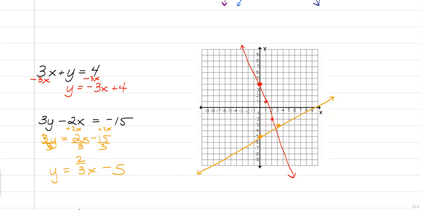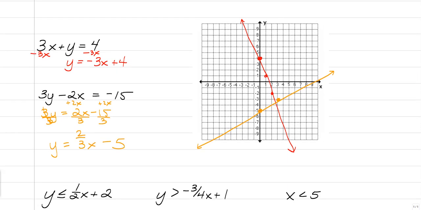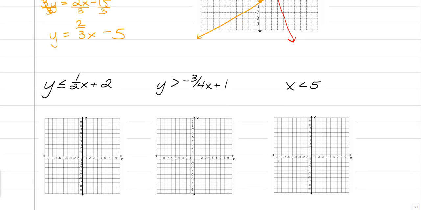Alright, so that's graphing lines, whether you're in slope-intercept form or not. The last thing is inequalities. Now you can't graph a linear inequality if you don't know how to graph a line. That's why we start with that. Now if you know how to graph a line of any kind, then inequalities are simple. There's just one additional step.